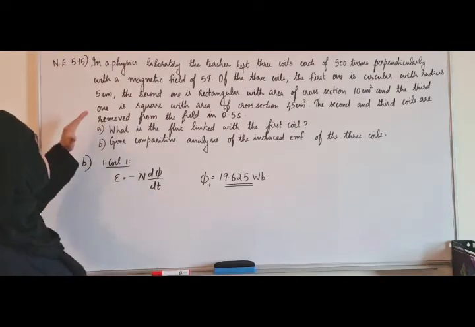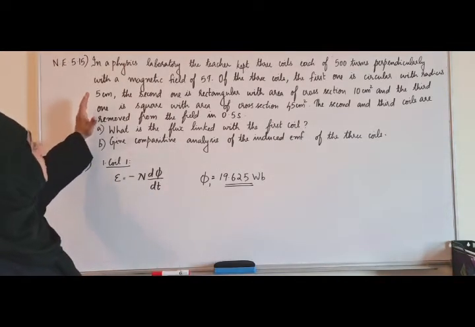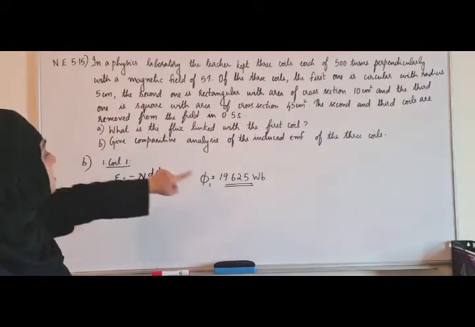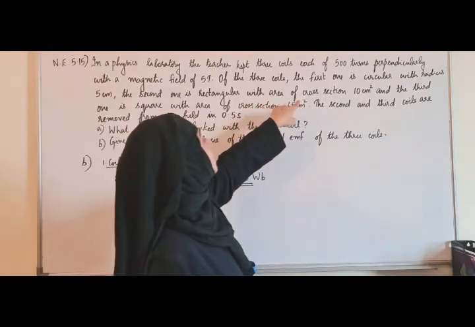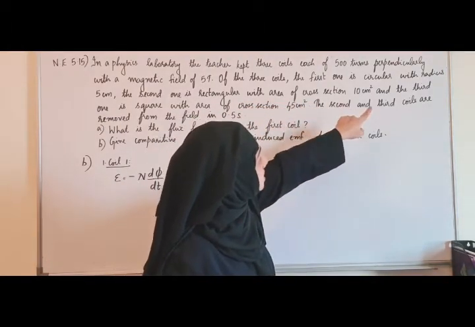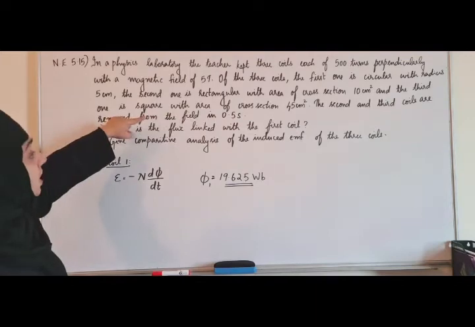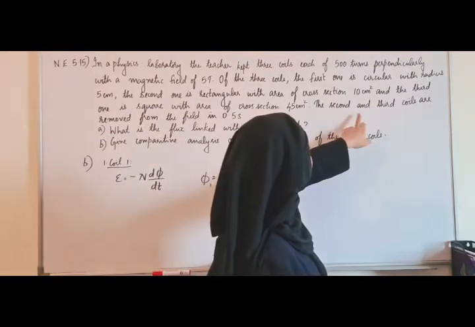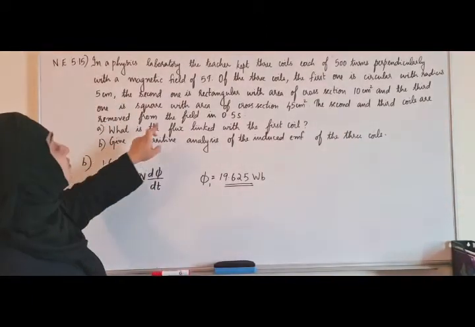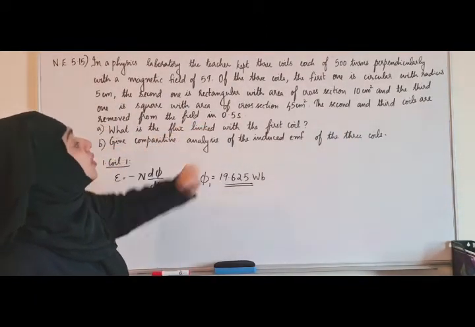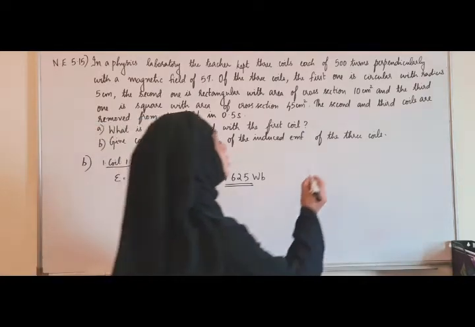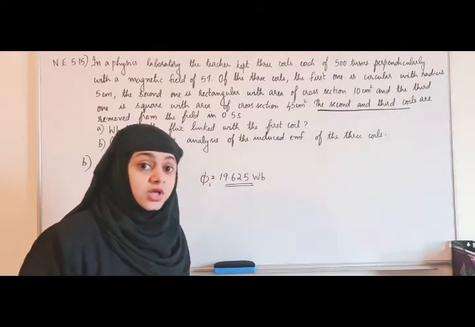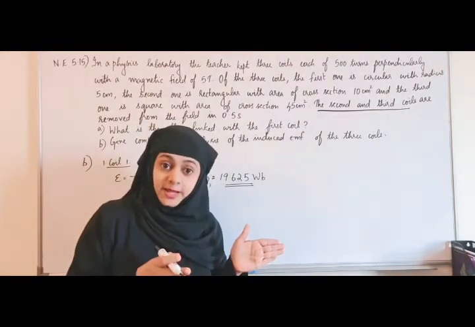So, let us check the case. Of the 3 coils, the first one is circular with a radius 5 cm. The second one is rectangular with area of cross section 10 cm square. And the third one is square with area of cross section 45 cm square. The second and third coils are removed from the field in 0.5 seconds. Note, only the second and third coils are removed. So, the first coil remains there.